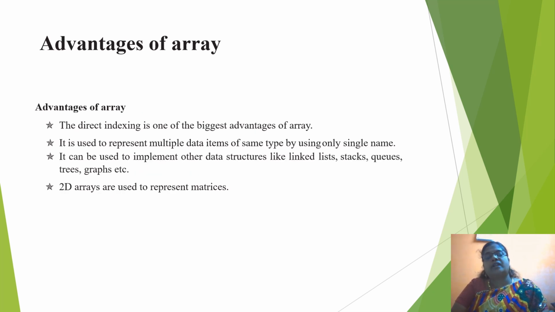Next we see the advantages of arrays. Direct indexing is one of the biggest advantages of arrays. It is used to represent multiple data items of the same type by using only a single name. It can be used to implement other data structures like linked lists, stacks, queues, trees, graphs, etc. Two-dimensional arrays are used to represent matrices.